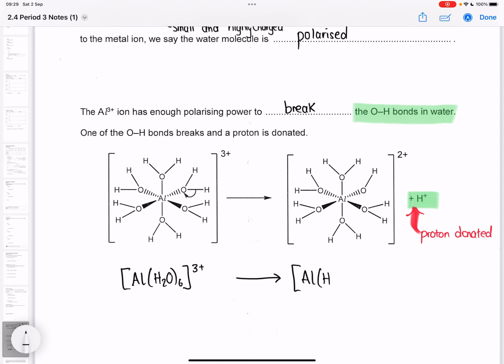We've now got 5 full water molecules, but one of them has lost 1 hydrogen, so it looks like a hydroxide ion. And because of that, we've lost 1 hydrogen ion. The charge on this complex has gone down by 1. The aluminium in the middle is still 3+, but we've now got 5 neutral water molecules and an OH minus. And so we've got this H+ that has been donated. So these aluminium 3+ ions are proton donors in this way, and therefore they are acidic.